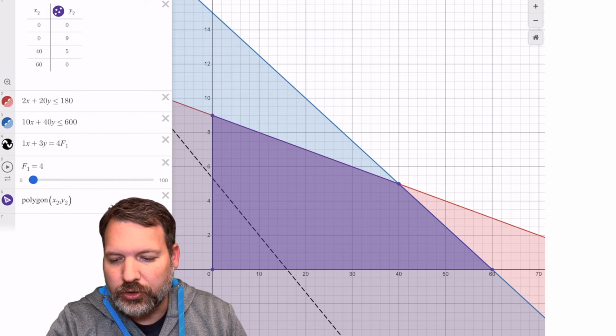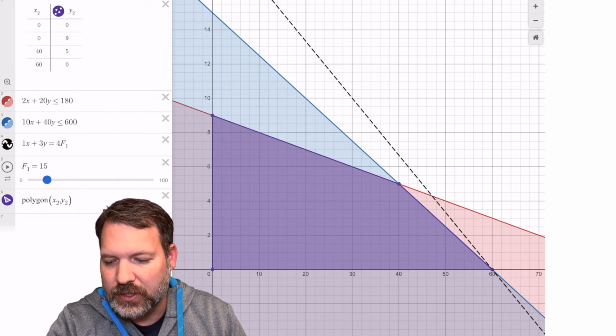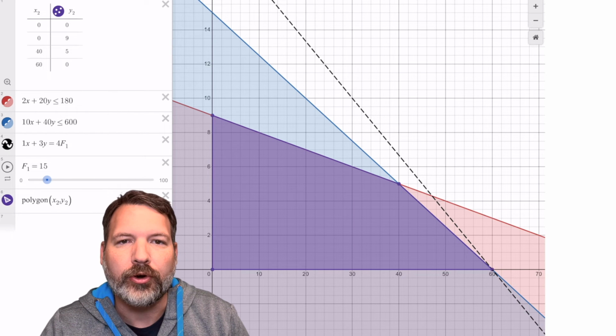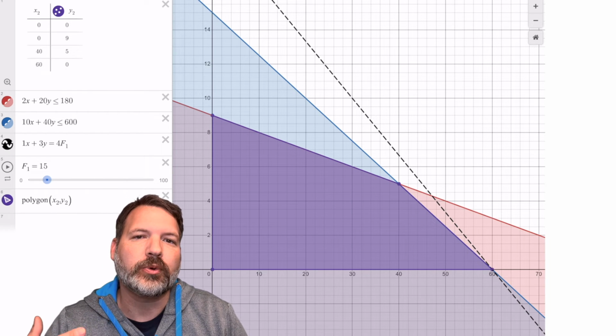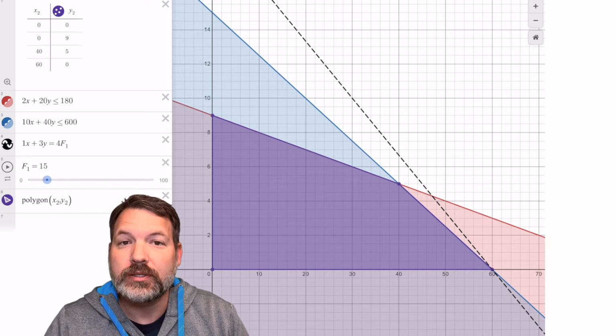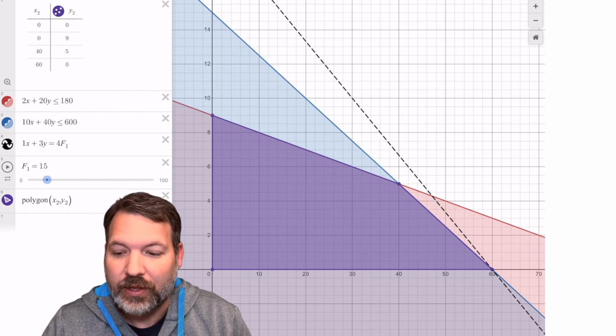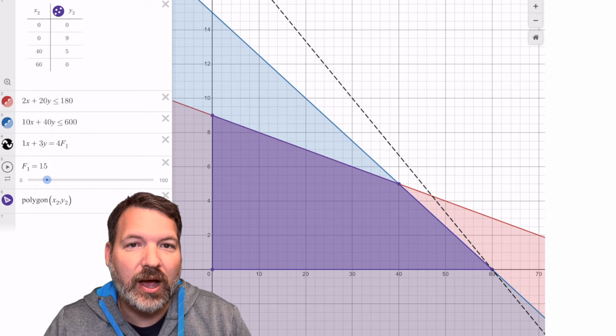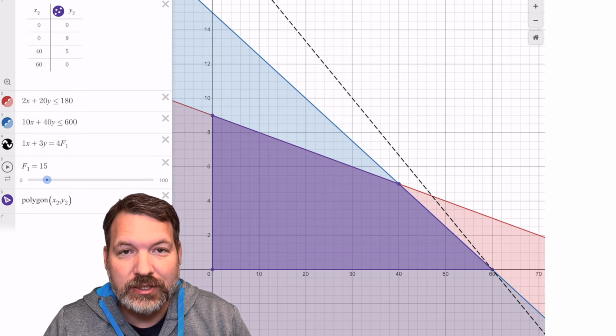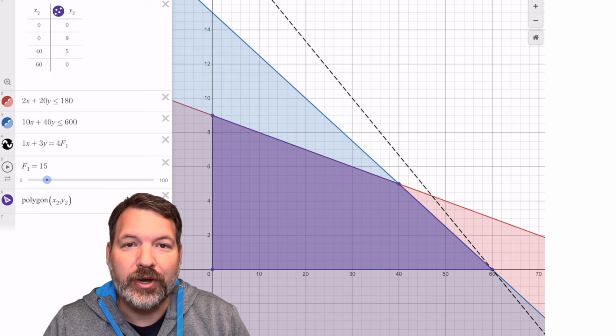As we move it across the region, at some point, it will reach some other of the 3 corners, and that's where it's reaching a maximum value. So you can actually already tell here the dotted line is giving us the information that that bottom right-hand corner, 60, 0, is maximizing something. In this case, maximizing our number of friends.